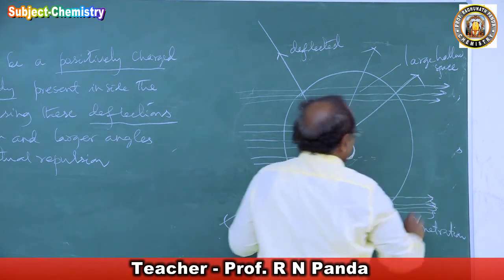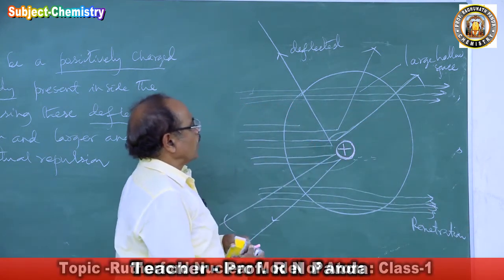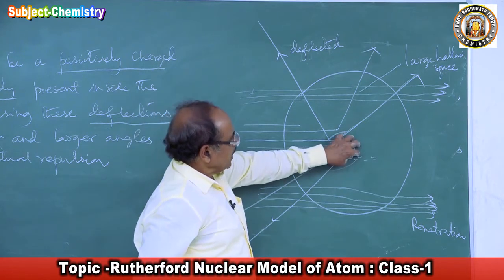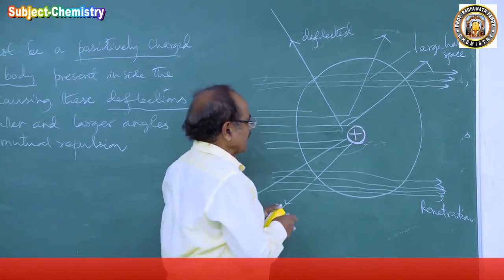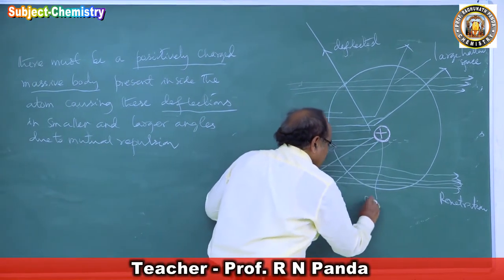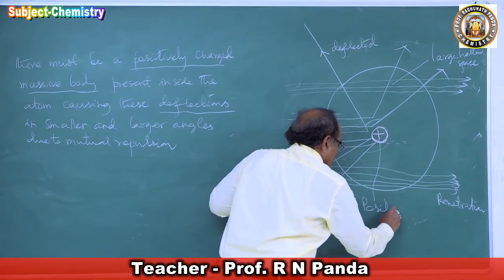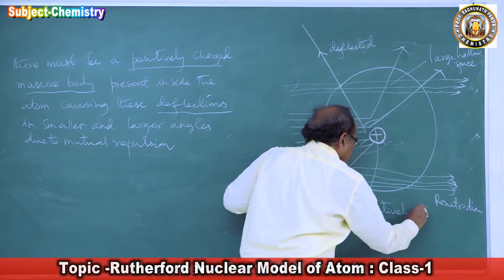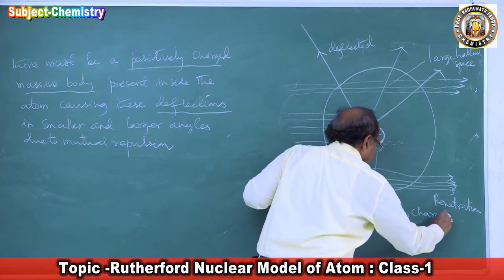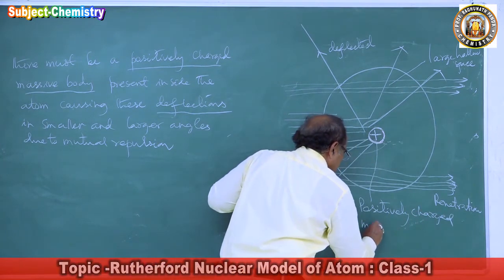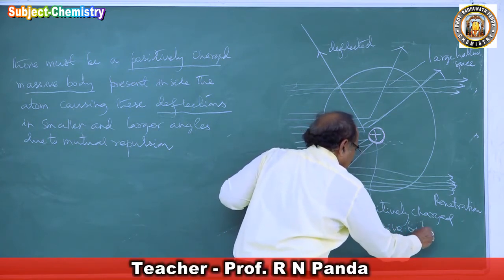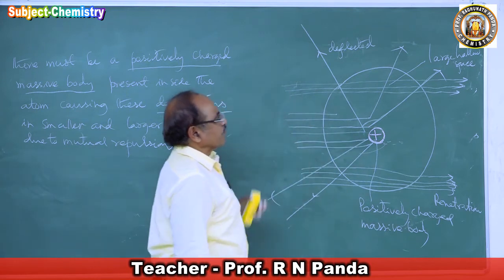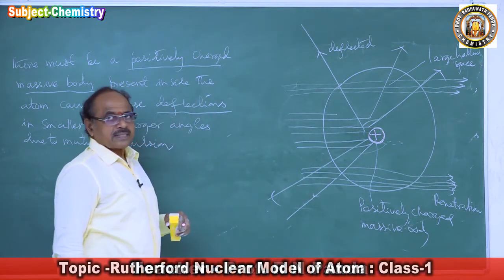So he says now this positively charged massive body must contain what? The protons. So what is this? This is a positively charged massive body present inside the atom, which is causing this deflection of these alpha particles.